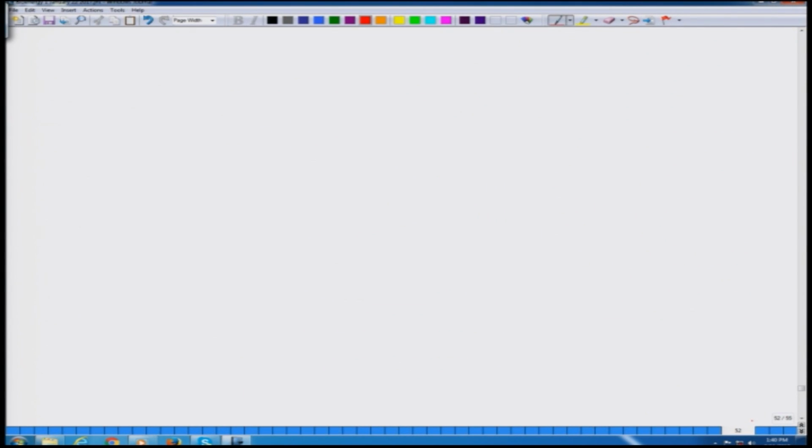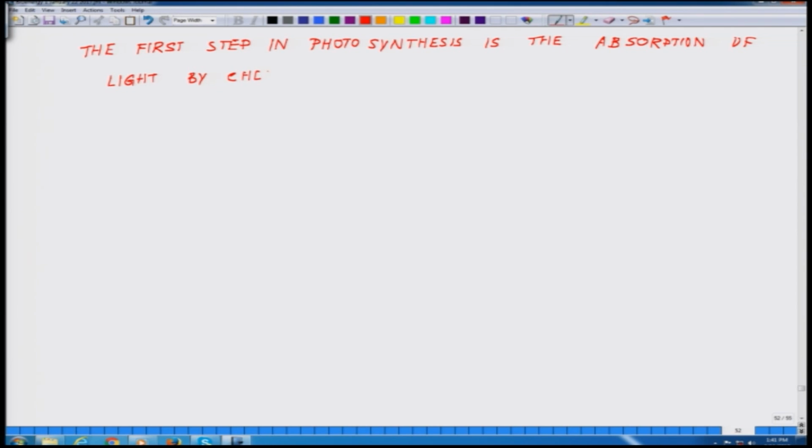Okay. Now, what I just told you is something like this. The first step in photosynthesis is the absorption of light by chlorophyll. Okay? Absorption of light by chlorophyll. We will talk about the structure of the chlorophyll later, which is essentially a porphyrin.